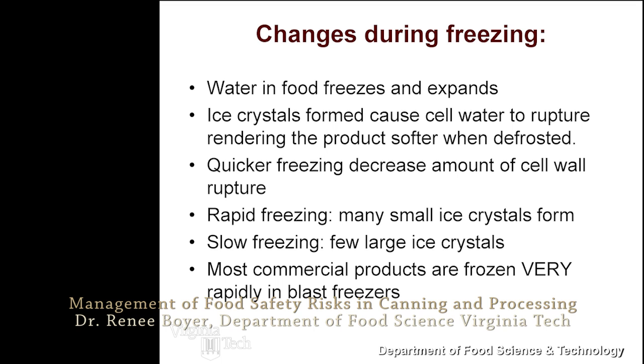So if you freeze your food in your refrigerator, it's going to take a lot longer for it to actually freeze. And that causes a lesser quality product just because of the expansion of the water. So if you do a rapid freeze, there'll be lots of very small ice crystals that form. If you do a slow freeze, there are larger ice crystals, which result in more cellular disruption of the product.